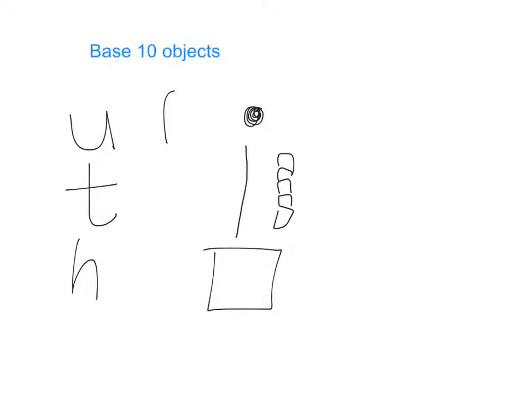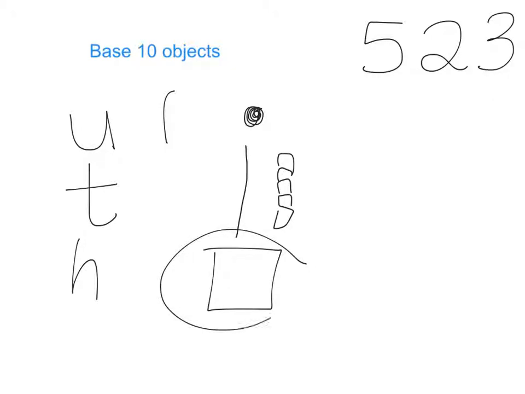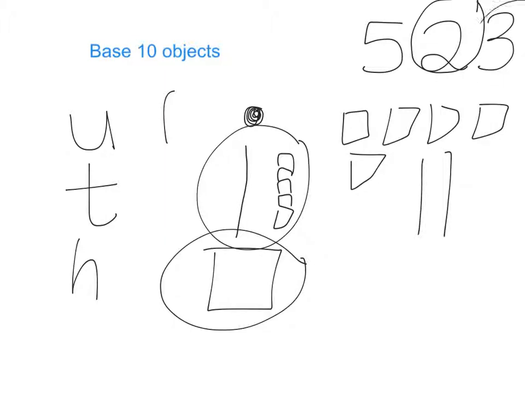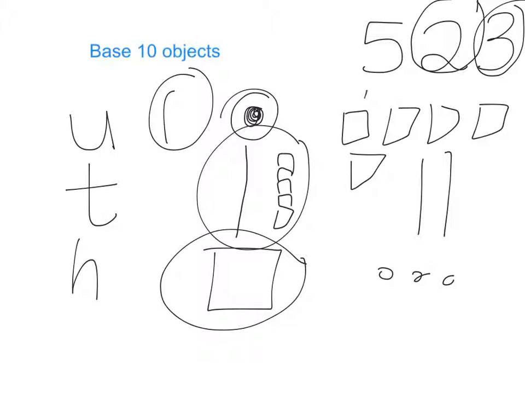So if you wanted to represent the number 523, we would need 5 of these hundreds. So 1, 2, 3, 4, 5. And we have 2 in the tens position, so we need 2 tens. 1, 2. And we have 3 in the units, so we need 3 of these little guys. 1, 2, 3. And if we count those, we have 500, 2 tens for 20, and 3 units for 3. Now let's look at the last way.